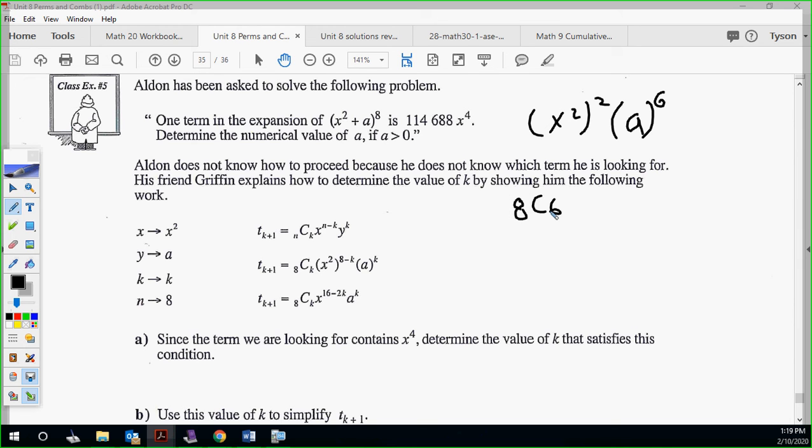8c6. Okay, well, we said, look, just follow the pattern. That's k. It's nck. What's n? 8. You already had all the work to do that.